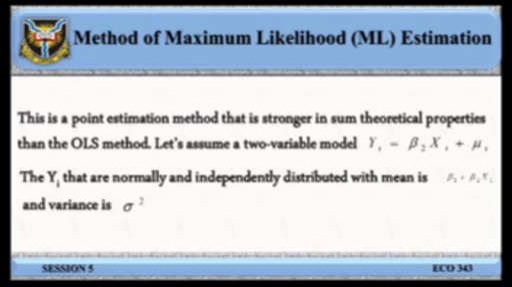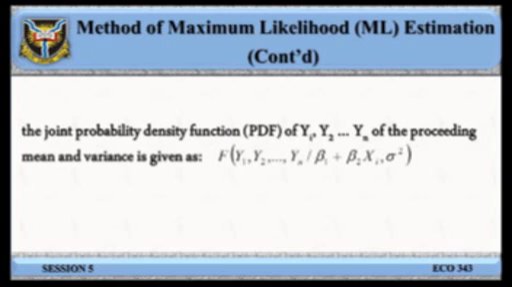Method of maximum likelihood, ML estimation. This is a point estimation method that is stronger in some theoretical properties than the OLS method. Let's assume a two-variable model in the formula below. The yi are normally and independently distributed with mean beta 1 plus beta 2 xi, and variance sigma squared.